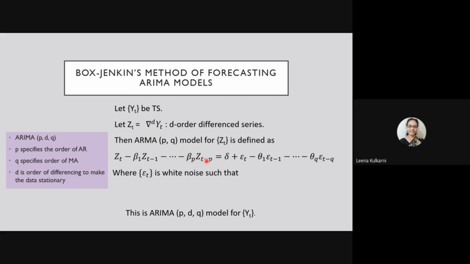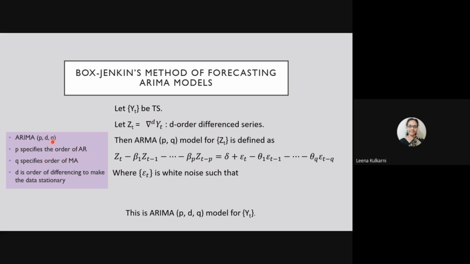So if you see in this equation, Zt is your current time point, Zt minus 1 is the previous time point, and Zt minus p is the value p time periods before the current time period. This is a kind of regression model of Zt on Zt minus 1 through Zt minus p, where p defines the order of auto regression. So in this model notation, AR, the P specifies the order of the autoregressive part.